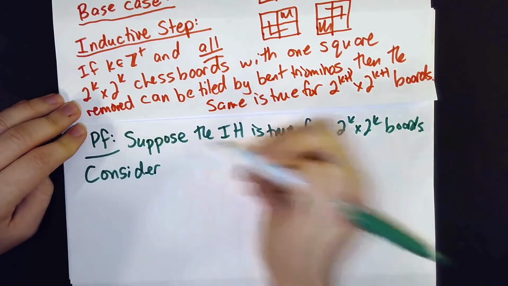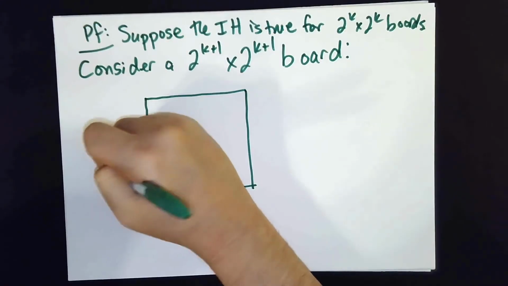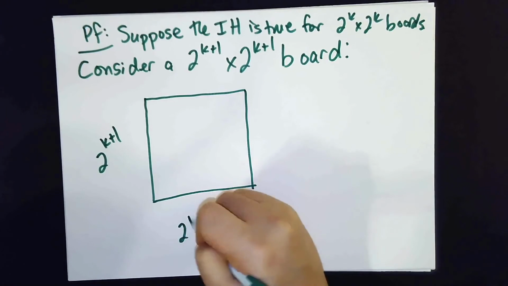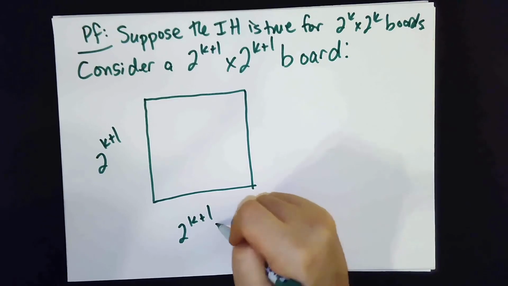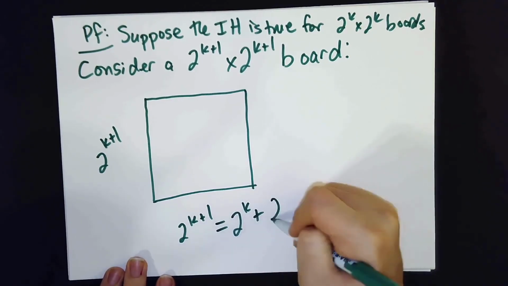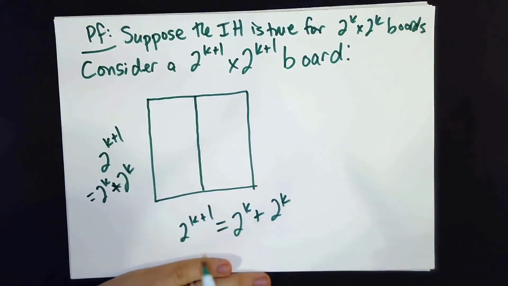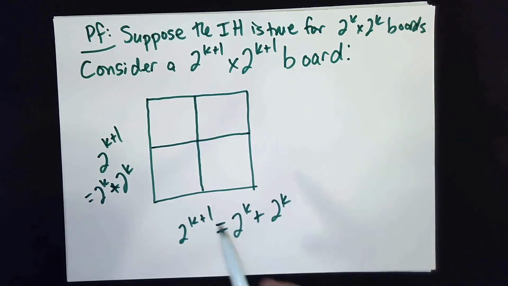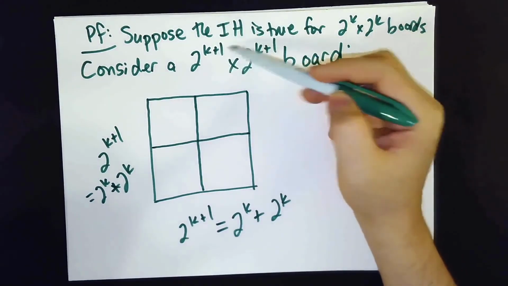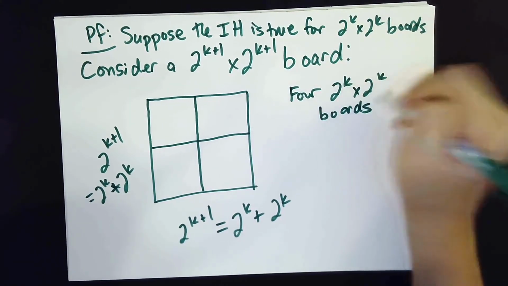And then I'm going to consider a 2 to the k plus 1 by 2 to the k plus 1 board. Okay, so this side is 2 to the k plus 1, this side is 2 to the k plus 1. And here I'm going to make a clever observation, which is that 2 to the k plus 1 is 2 to the k plus 2 to the k. So I could split this in half. And, well, since this 2 to the k plus 1 is 2 to the k plus 2 to the k, so is this one. So I can split this in half as well. And so what I've done here is I've split my 2 to the k plus 1 by 2 to the k plus 1 board into 4 2 to the k by 2 to the k boards.